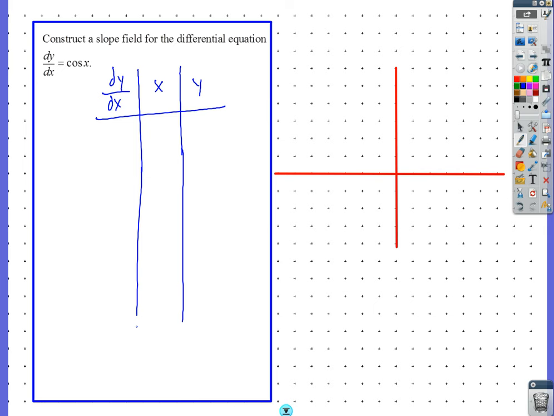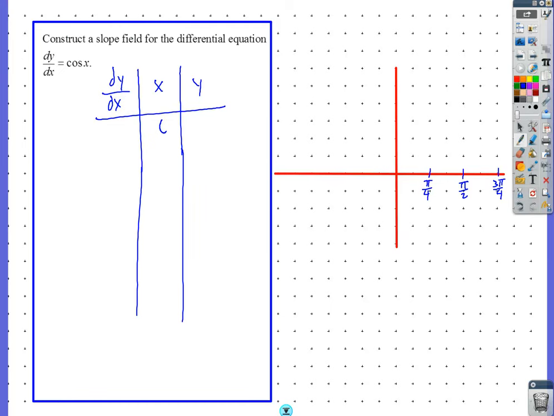And I notice that dy/dx is cosine of x, so here I'm going to choose something. I'm going to choose pi over 2. Let's choose it here. This will be pi over 2. This one here will be pi over 4. And then this one over here can be 3 pi over 4.